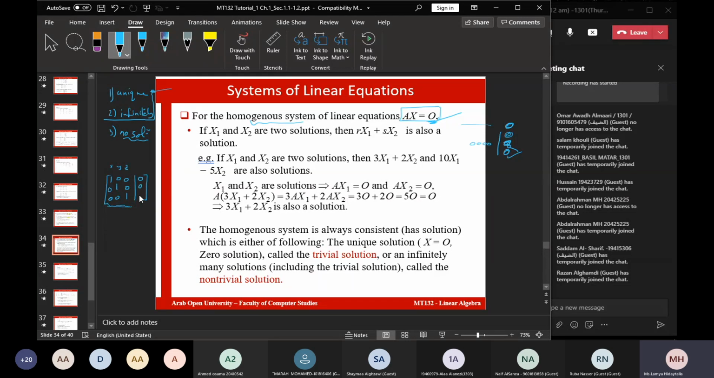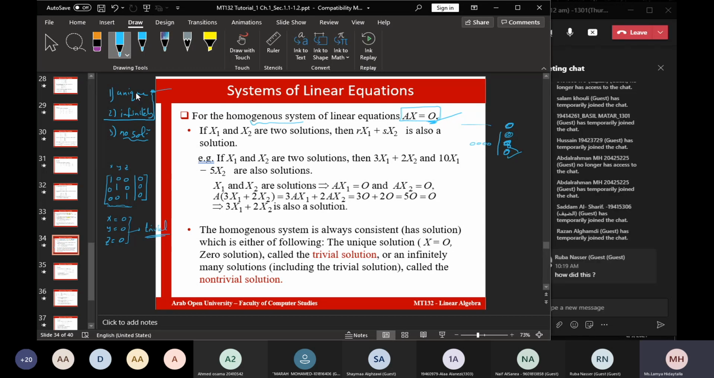So here I will have 0 0 0. So what is the solution? X is equal to 0, Y is equal to 0 and Z is equal to 0. So this is the unique solution, which we call the trivial solution. So if the system is a homogeneous system, there is always a solution, that is, the system is always consistent. Either I will have a unique solution or infinitely many solutions.